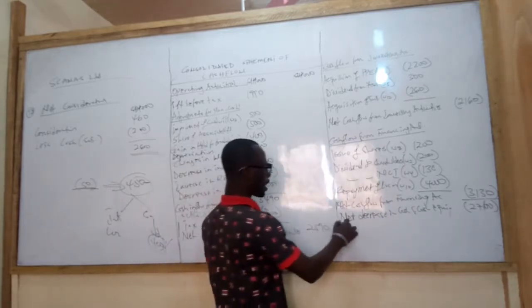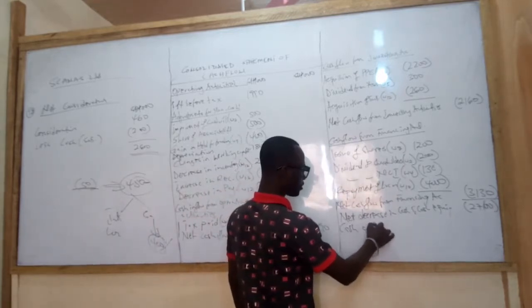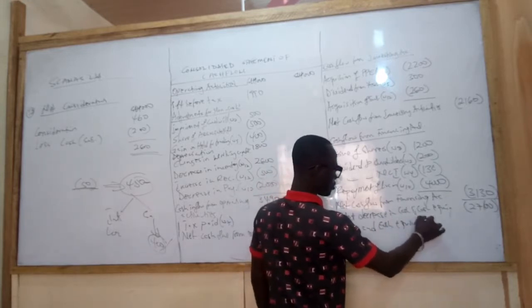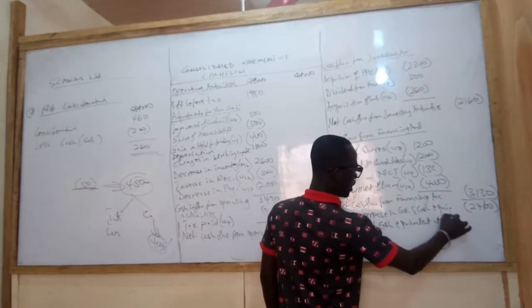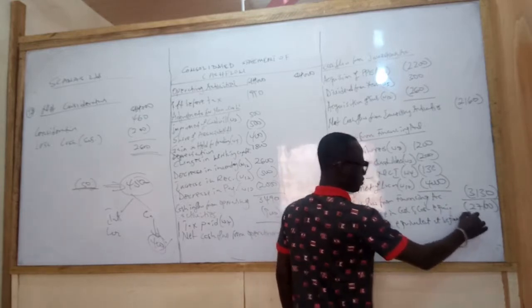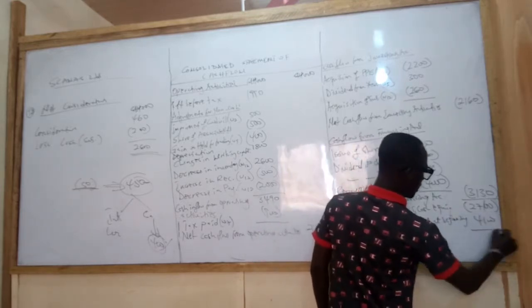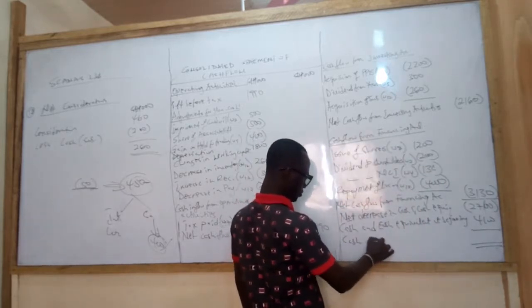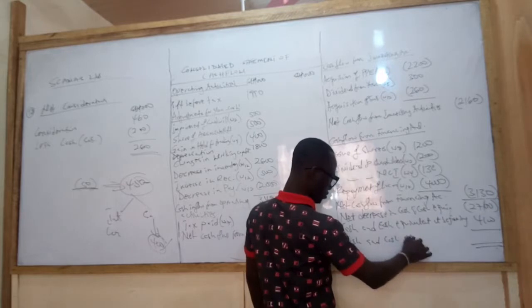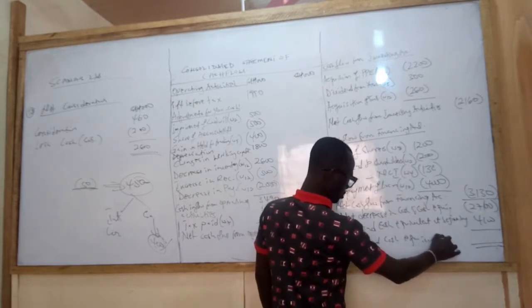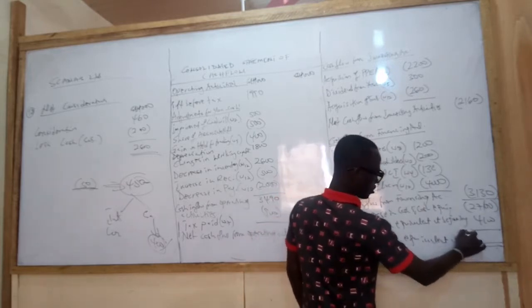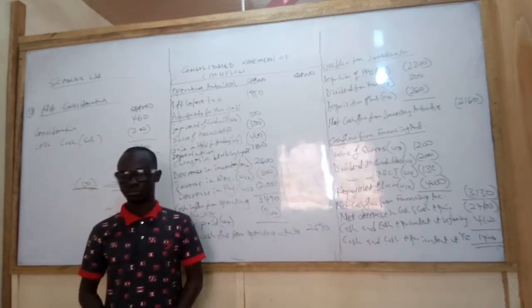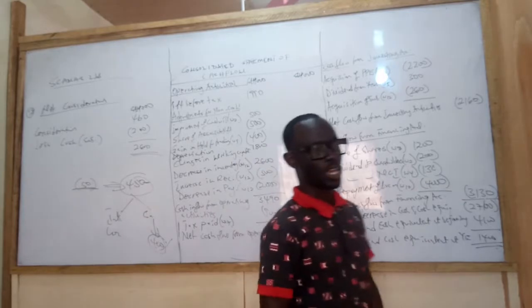Then we bring cash and cash equivalent at the start of the year. At the beginning, how much? 4,100. That's balance. And cash equivalent at the end, 1,000. That's it. So we are done.